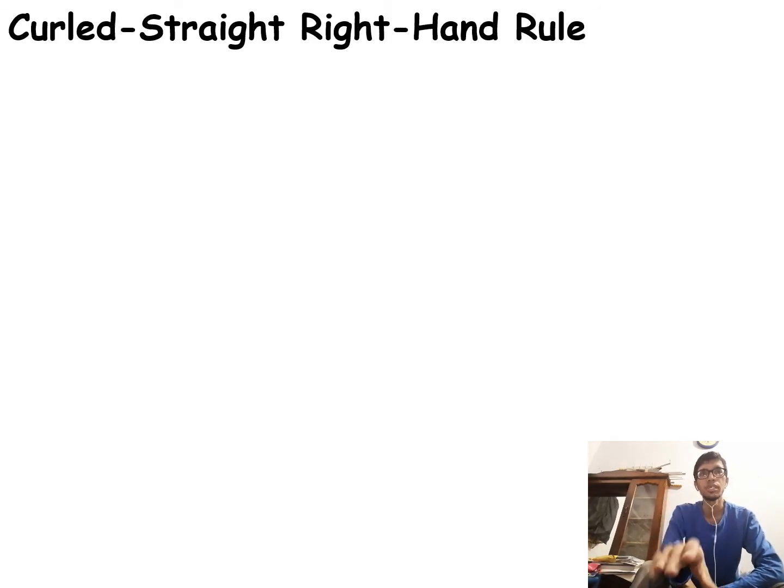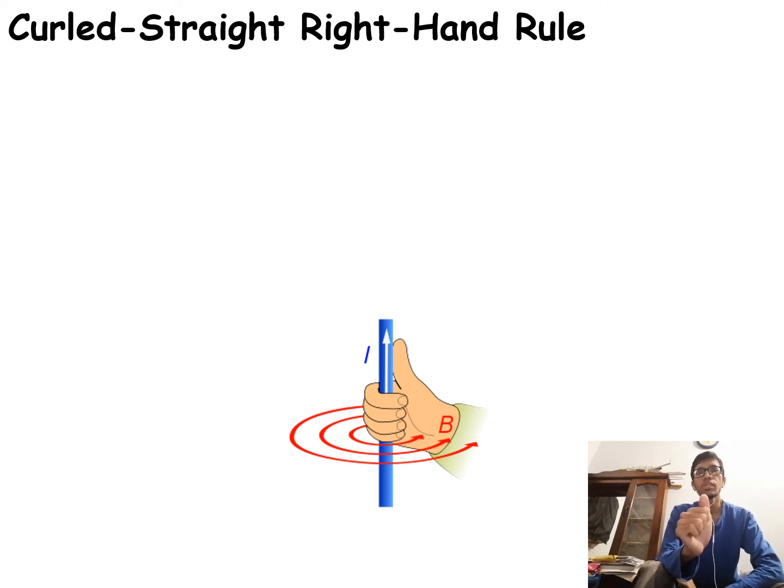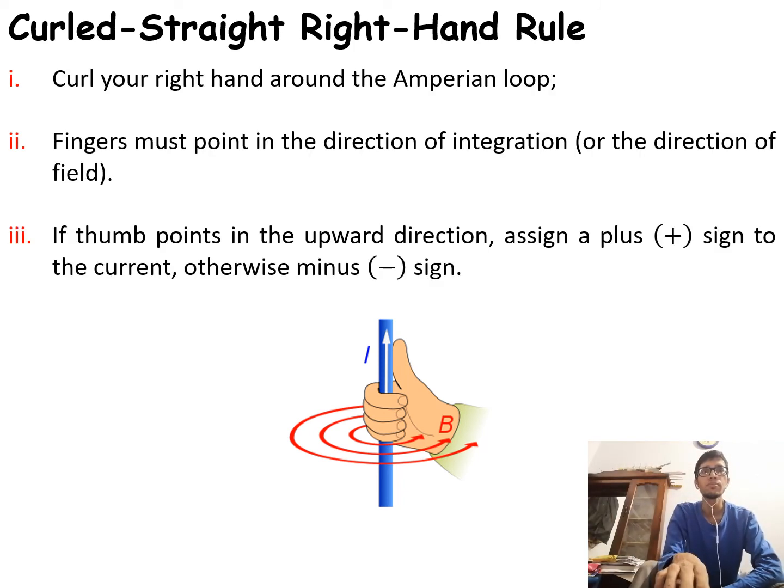It's very easy to understand. You have been shown a diagram here, a current carrying wire and an Ampere loop. As I have told you, the direction of integration we usually adopt is counterclockwise. So curl the fingers of your right hand in the direction of the Ampere loop. This will be the direction of your magnetic field. Now see in which direction your thumb points. If your thumb points upward, the direction of current will be positive. If the fingers are curled in a clockwise fashion, the direction of current will be negative. In this way you can assign the positive or negative sign to the magnetic field.